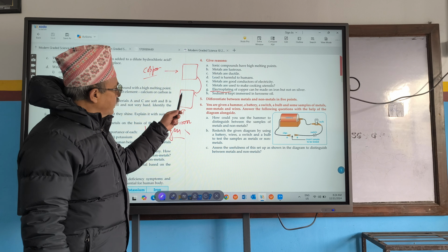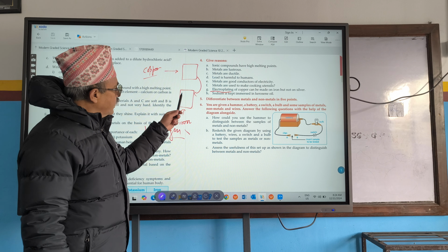If gold is put, what is it called? Gold plating. If silver is put, what is it called? Silver plating. By the help of electricity, one metal can be coated on another metal. That method is called electroplating. Now here, electroplating of copper can be made on iron but not on silver. Why?